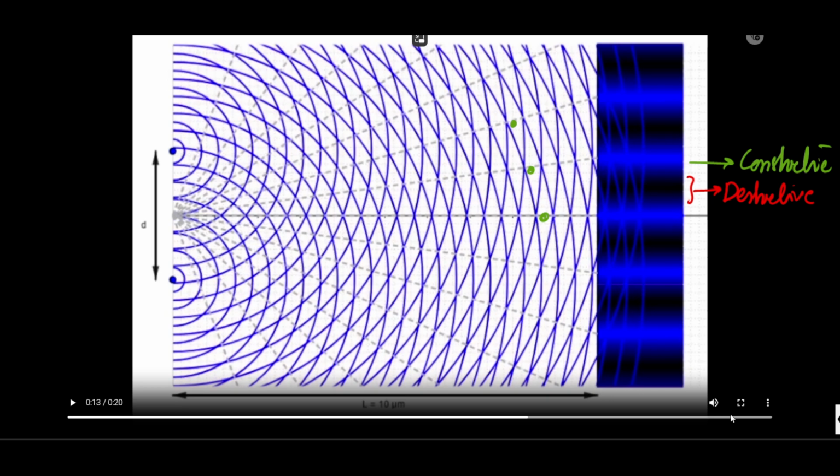The phases which match, crest and crest, are in sync, are in line with each other. They are producing a bright color. And where the phases are out, for example, one is crest and one is trough, the phases are not adding together and it's producing a destructive interference.